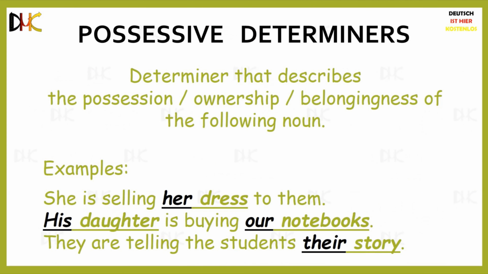So you now know that a determiner is what describes the possession or ownership or belongingness of the noun that follows it. Some more examples would be, she is selling her dress to them. Here, her is the possessive determiner. His daughter is buying our notebooks. In this case, his and our are the possessive determiners. They are telling the students their story. Their is the possessive determiner in this sentence.